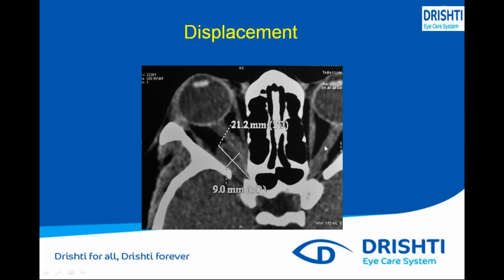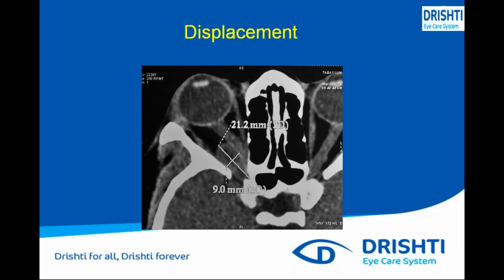If you see, this is the normal CT scan, and this is the mass over there. This is the optic nerve, and this mass has displaced the optic nerve. This is called optic nerve displacement. Exactly, the optic nerve should lie centrally like this, but this mass has pressed on the optic nerve and displaced it from the normal position. How much displacement there is can also be measured. This is a 9 mm mass, and due to it the optic nerve is displaced by 21.2 mm. In this way, optic nerve displacement can be seen.